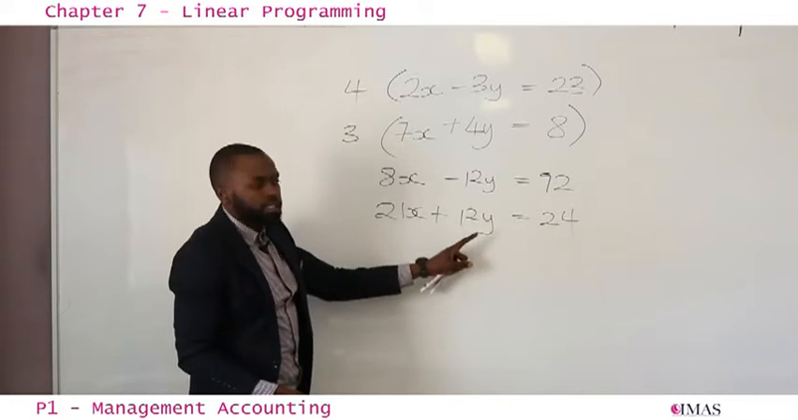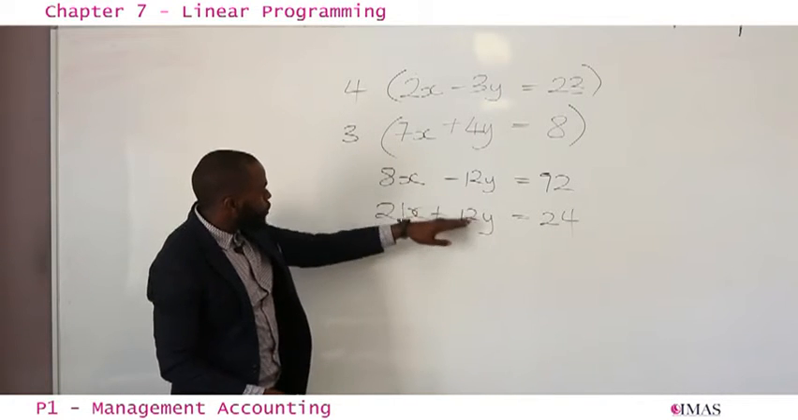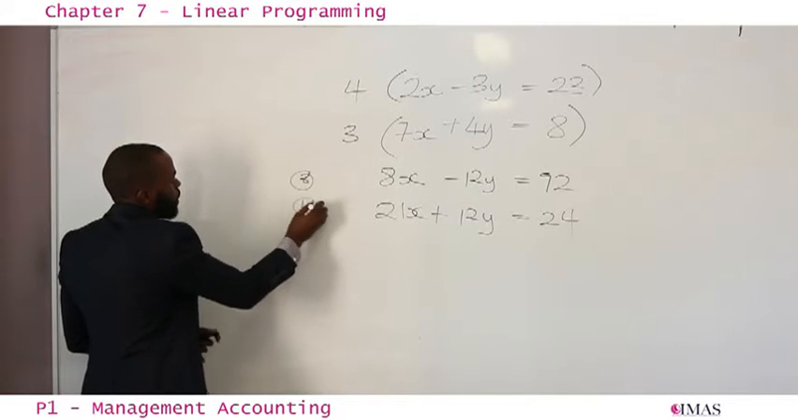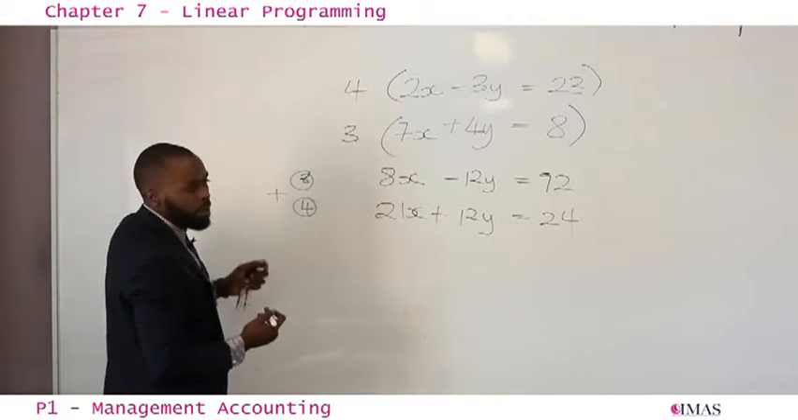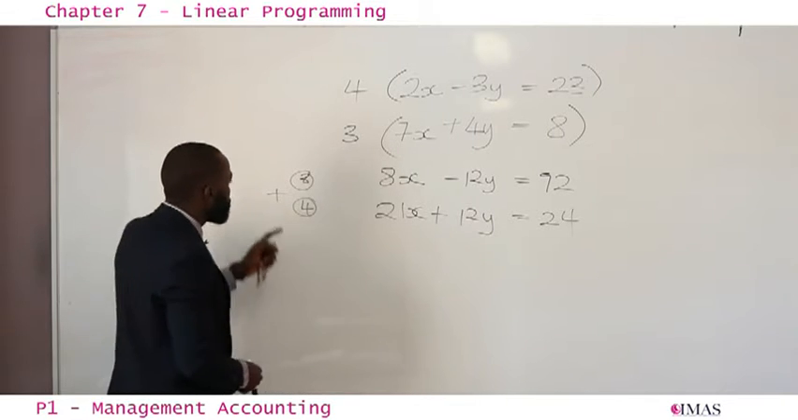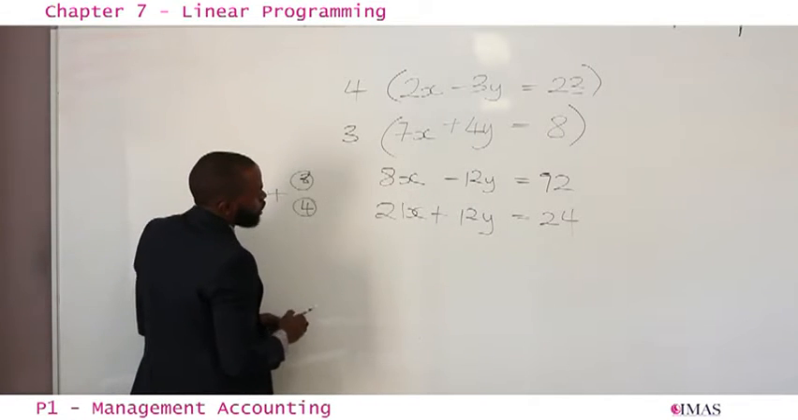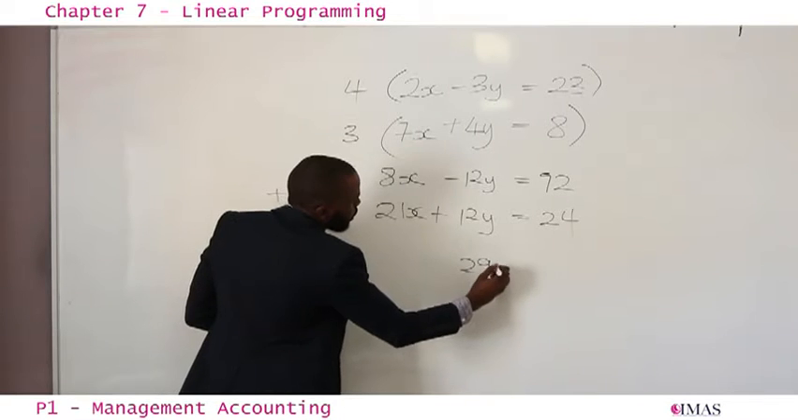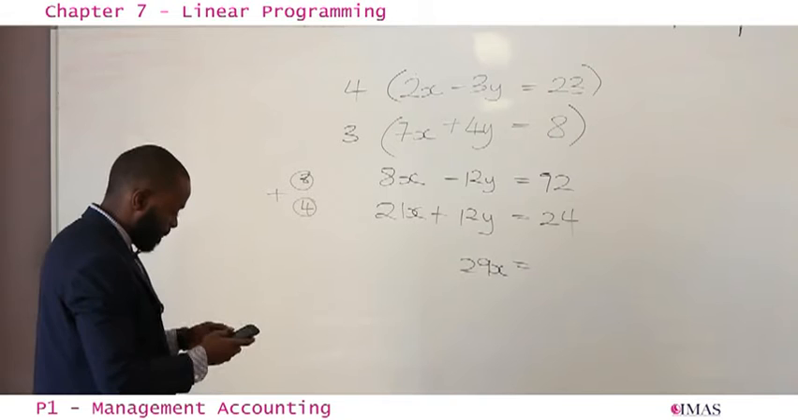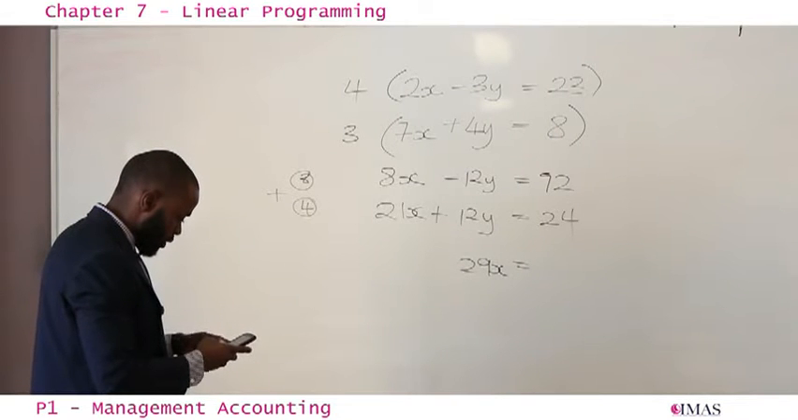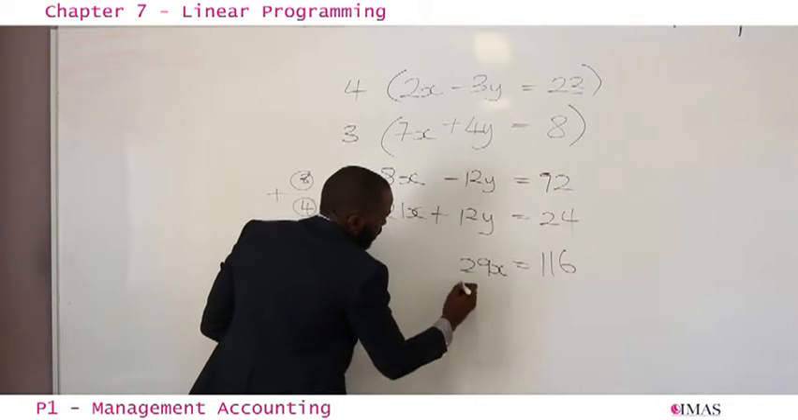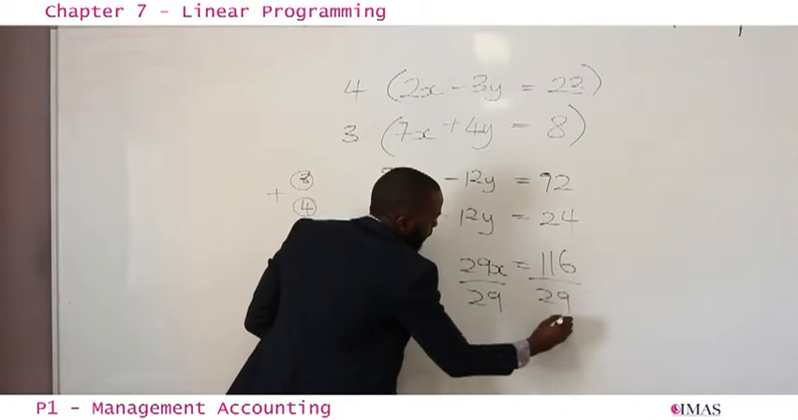So we now want to eliminate the y. Here we have minus 12y and a positive 12y. How we eliminate here, we have to add. Because if we subtract, that will be minus 12y minus plus 12y, which is minus 24y. So we have to add. 8x plus 21x is 29x. And 92 plus 24 is 116. And we divide both sides by 29.